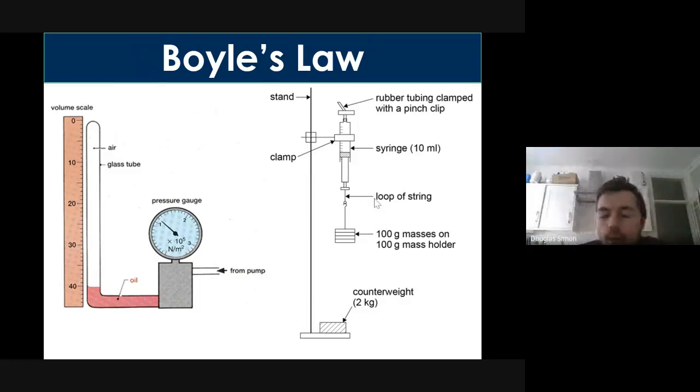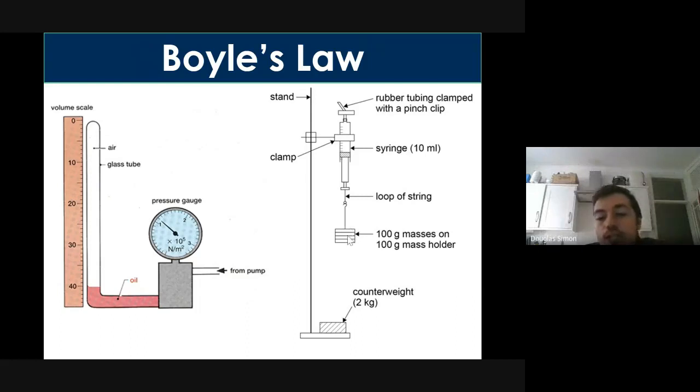So what are we doing here? Well, we're going to add masses on. Each time we add masses on, we're going to record the volume on the syringe. And we're going to repeat that for 10 or so times, again, making sure we do it slowly. Now, we need to be very careful what we plot here. We're going to plot atmospheric pressure minus the pressure that we've applied from the masses.